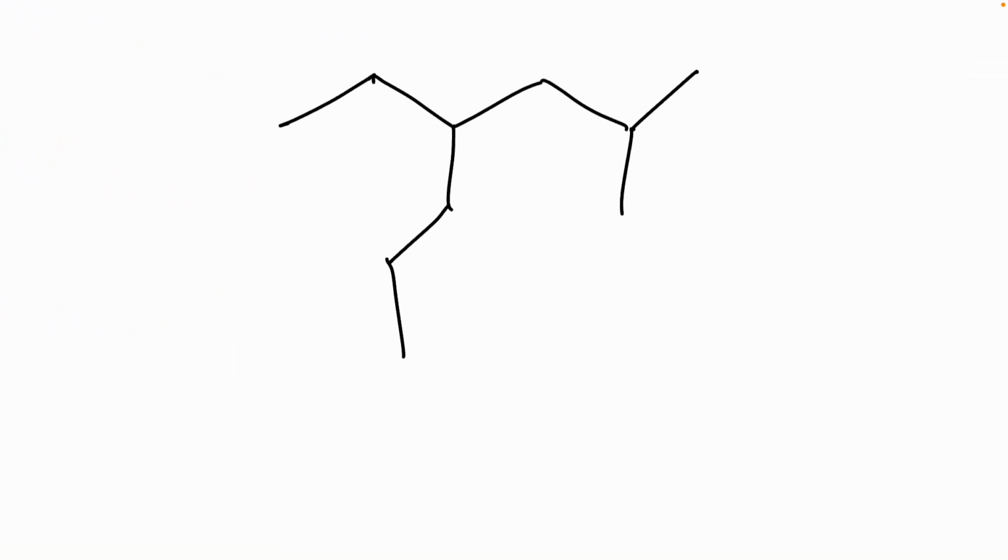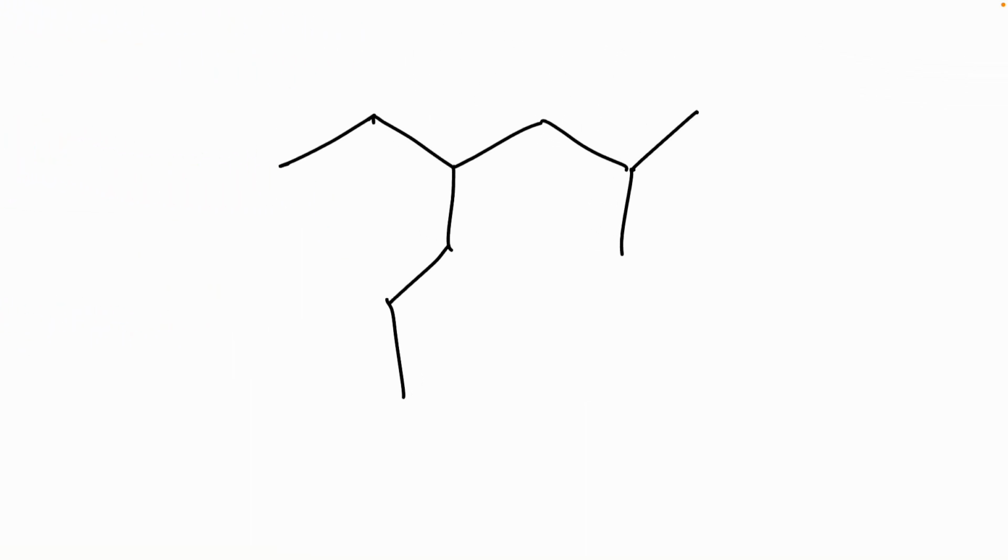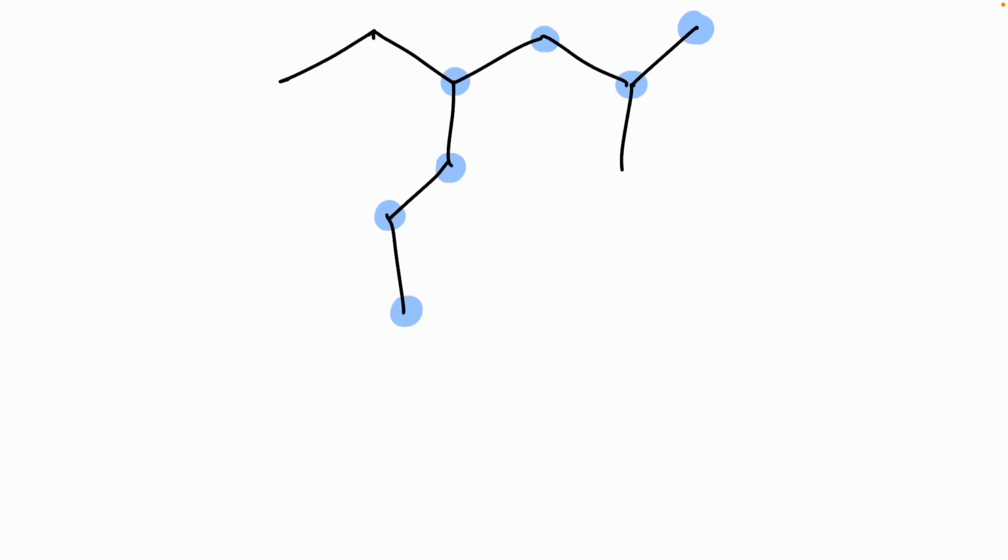Okay? For this one, the only tricky bit is when we're finding our parent chain, we got to remember that it's not just from left to right, but the longest continuous set of carbons that I can find. So it's really tempting to say 1, 2, 3, 4, 5, 6, but I can get a longer one if I start here. 1, 2, 3, 4, 5, 6, 7. And so since that's the longest continuous set of carbons, that's my parent chain. Okay? So 7 is the prefix hept. So my parent chain here is a heptane.